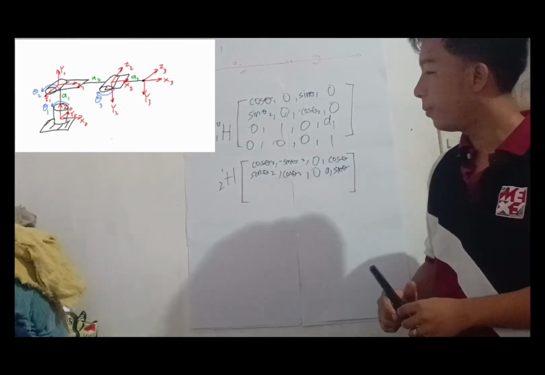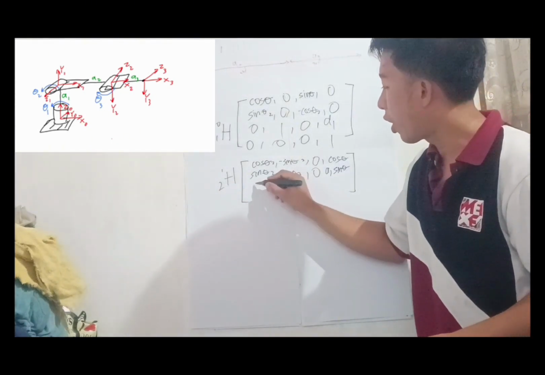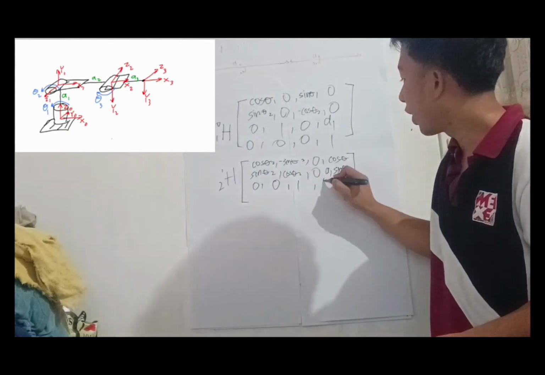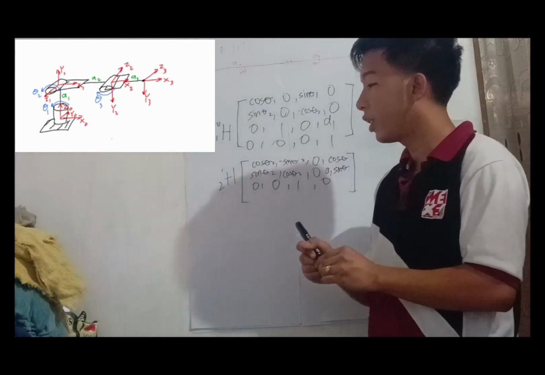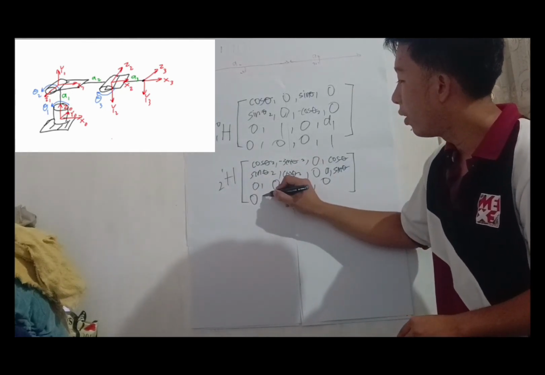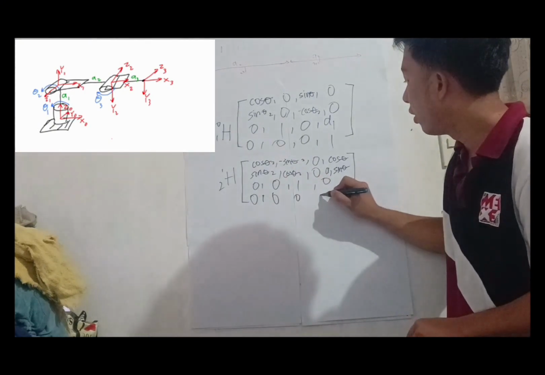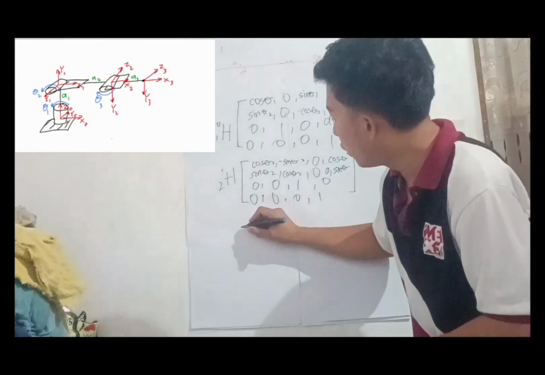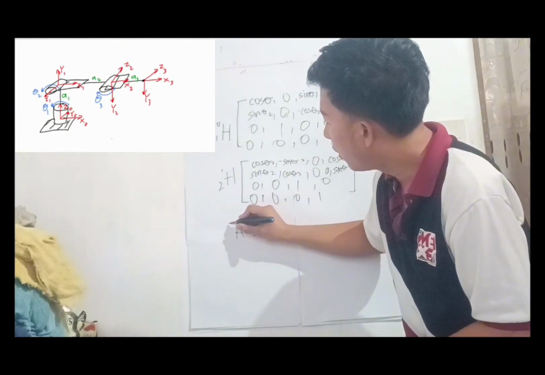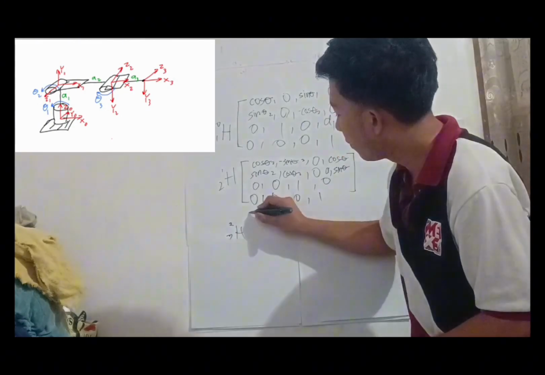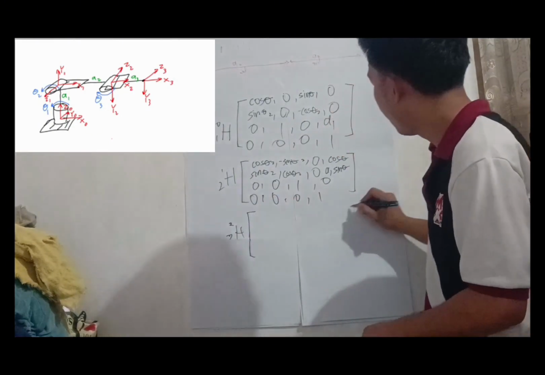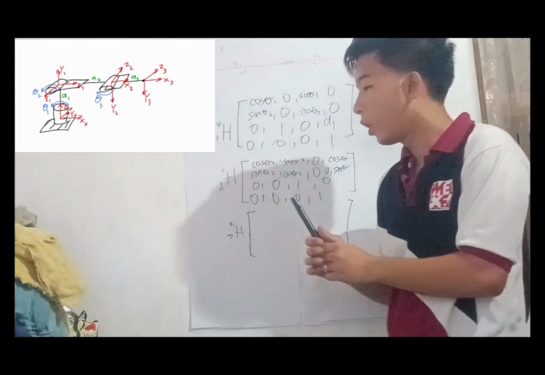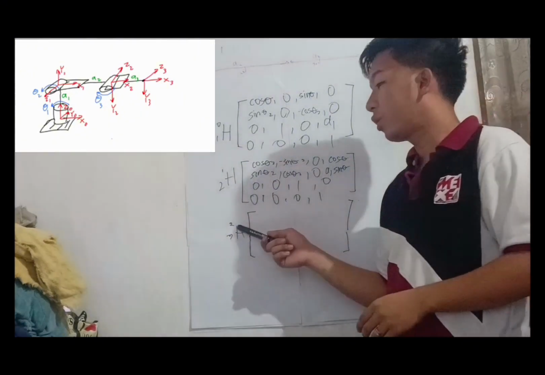So the next, third row is 0, there's no rotation. 0, 1, 0. For the fourth row, 0, 0, 0, 1. And let's proceed to the homogeneous transformation matrix H23.